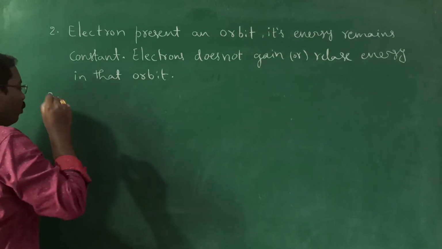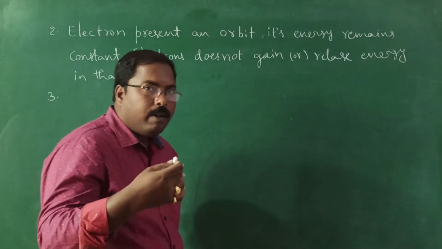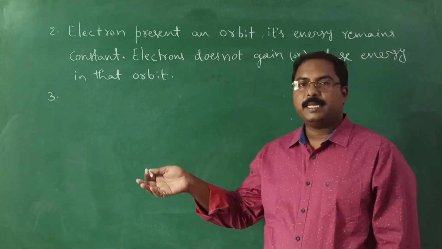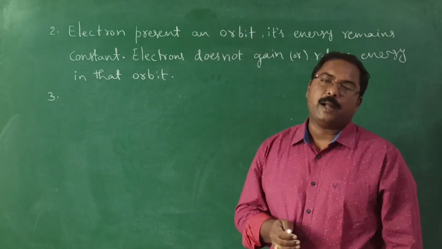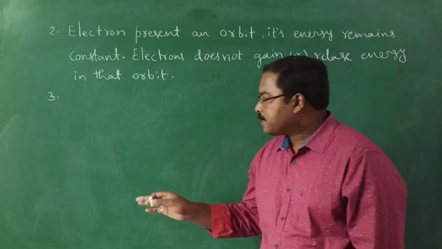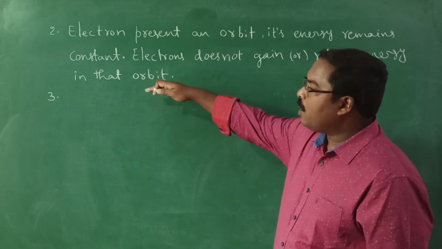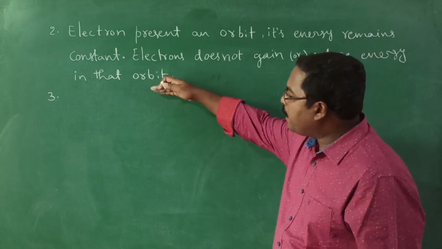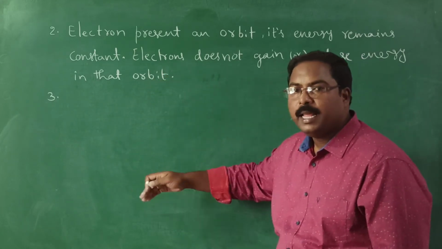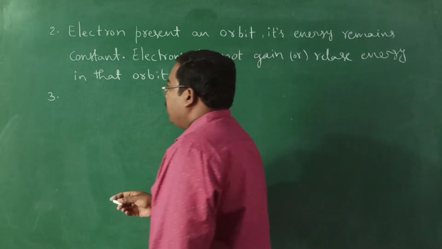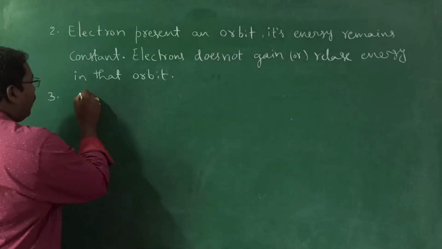But we know electrons will jump from one orbit to the other orbit, because even in yesterday's spectrum concept also we discussed that by gaining energy electron jumps to higher level, while it is coming from higher to lower level it releases energy. Okay, so let us write that point.